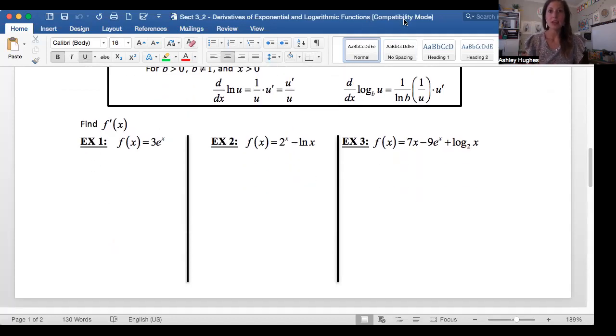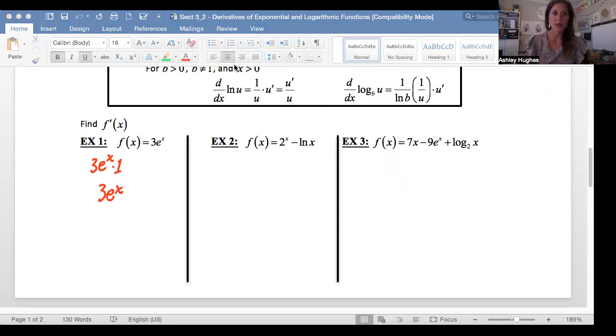3e to the x is just going to be 3e to the x. Pretty easy, because what's the derivative of x? 1. So I don't need to multiply by 1. It's just the same thing. This one, 2 to the x, is the b to the u rule. So I rewrite what I see, multiply by the derivative of the exponent, which is just 1, and then the natural log of this base, which is 2.